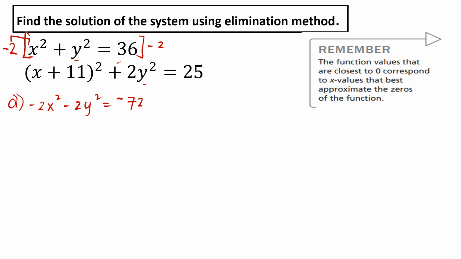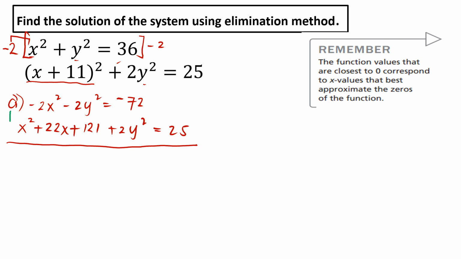The next thing is we are going to expand this. So we have squaring the first term, x squared, plus twice the product, 22x, and then squaring 11, we have 121, and then plus 2y squared is equal to 25. The next thing is we check if we want to eliminate the y, are they of different signs? Yes. Are they of the same constant? Yes. So therefore we can now apply the vertical addition.